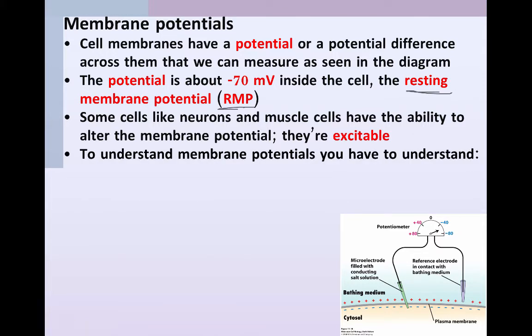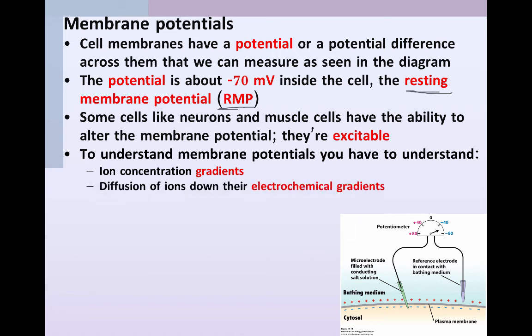To understand membrane potentials, it's really important that you understand, number one, ion concentration gradients. And again, we've talked about those. You know that there's a concentration gradient when something is in higher concentration on one side of the membrane than it is on the other side. It's also important that you know that things want to move down both their electro and chemical gradients. And we lump that together and talk about electrochemical gradient. Things always go from high concentration to low concentration unless they're being moved actively.